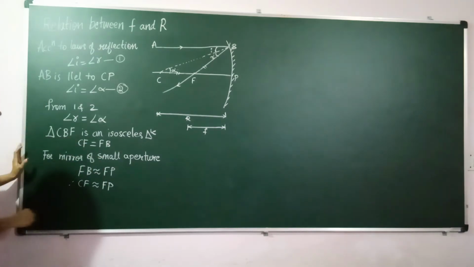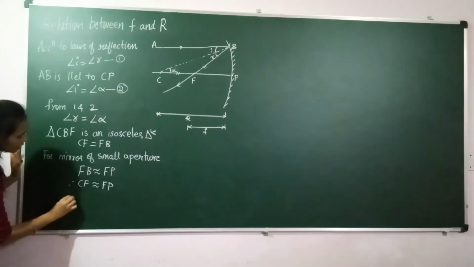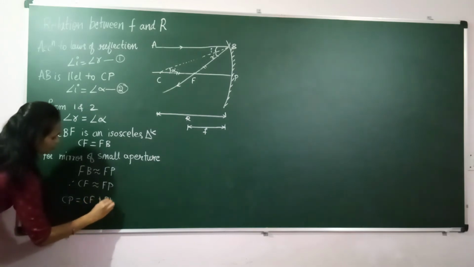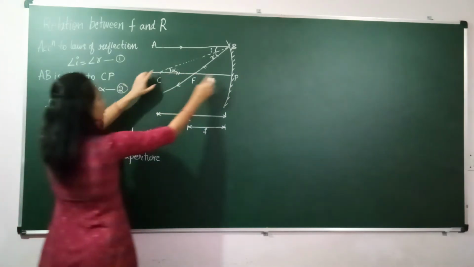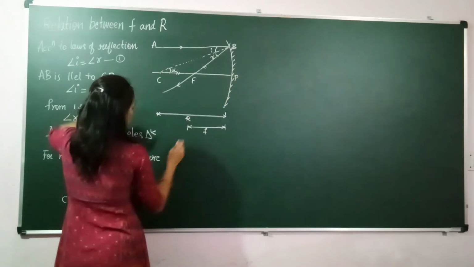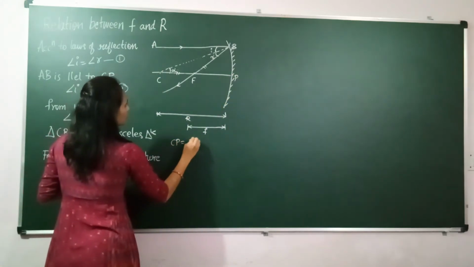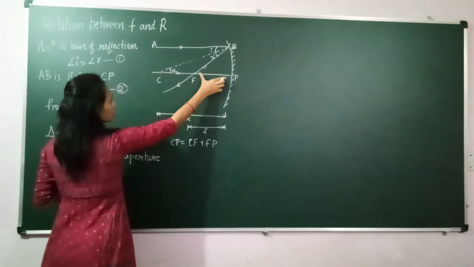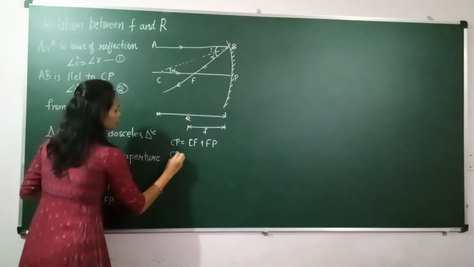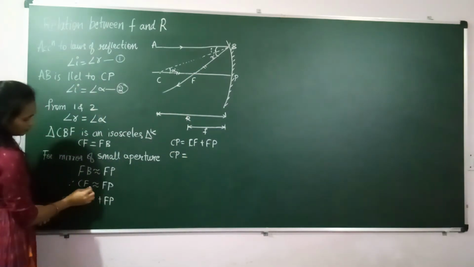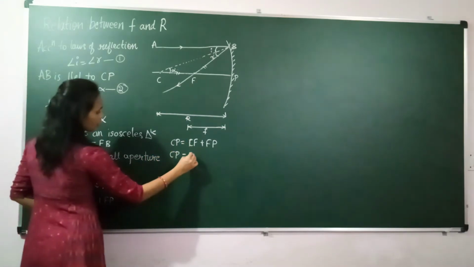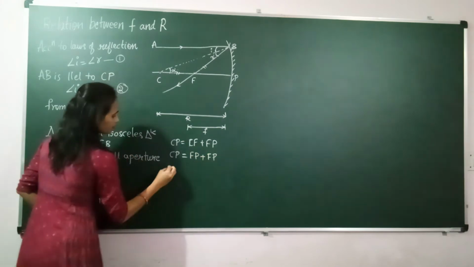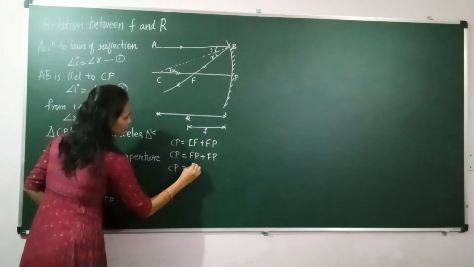Next, the total distance CP can be written as CP is equal to CF plus FP. See here, this is our total distance. So CP can be written as CF plus FP, this distance plus this distance. Since CF is equivalent to FP, in place of CF we will write FP plus FP. So CP is equal to 2FP.